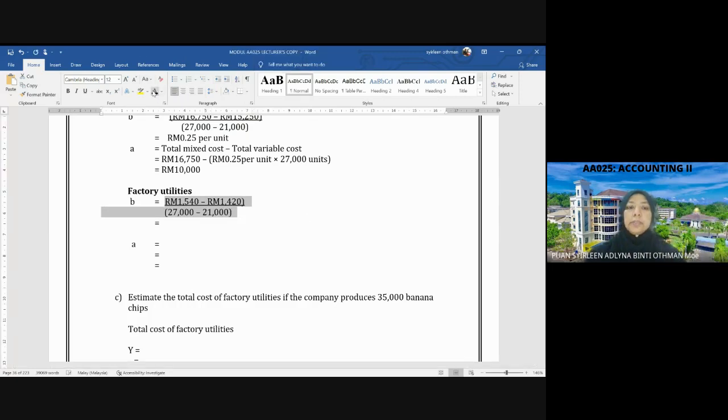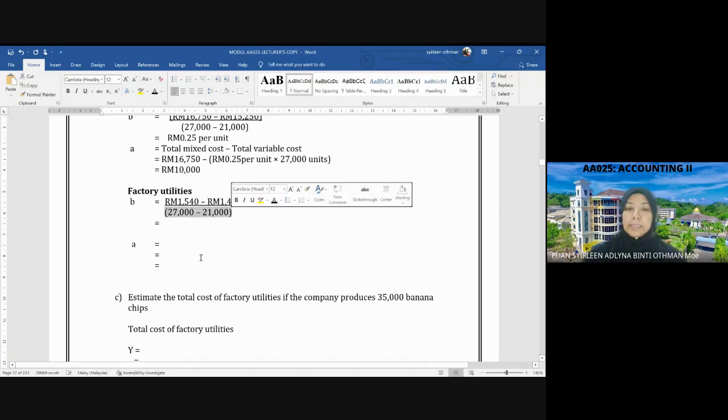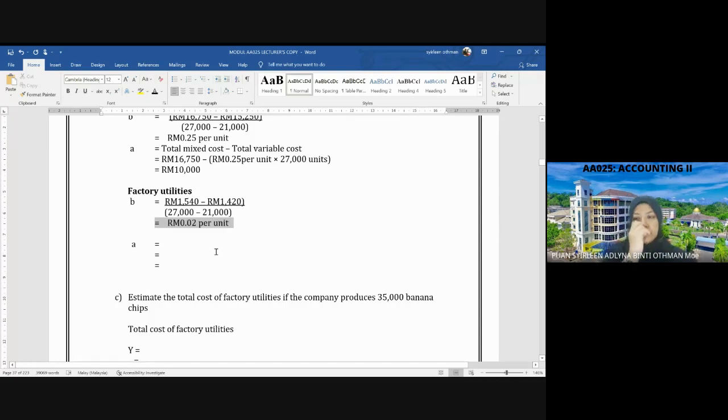Okay, so 1,540, cost factory utilities untuk February minus cost factory utilities untuk January, bahagikan dengan your highest point minus your lowest point tadi. Okay, so for factory utilities, your variable cost per unit ialah 2 sen. Okay, dapat 2 sen. Alright.